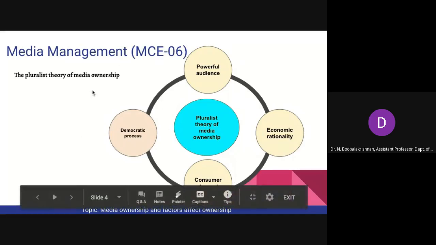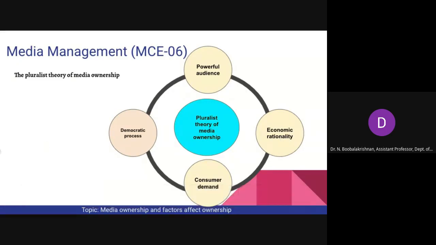So the pluralist theory of media ownership says the owner will look after the consumer demand, and it's a democratic process where the journalists and editors will have to take care, and the audience are more powerful. What the audience want has to be provided, and to take it as a business, an economic rationality has to be there. So this is the argument or the perspective of the pluralist view of the media ownership.